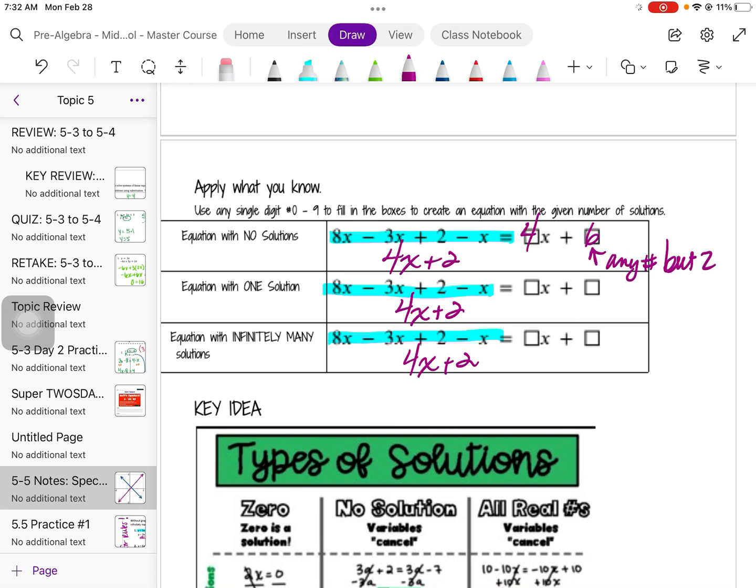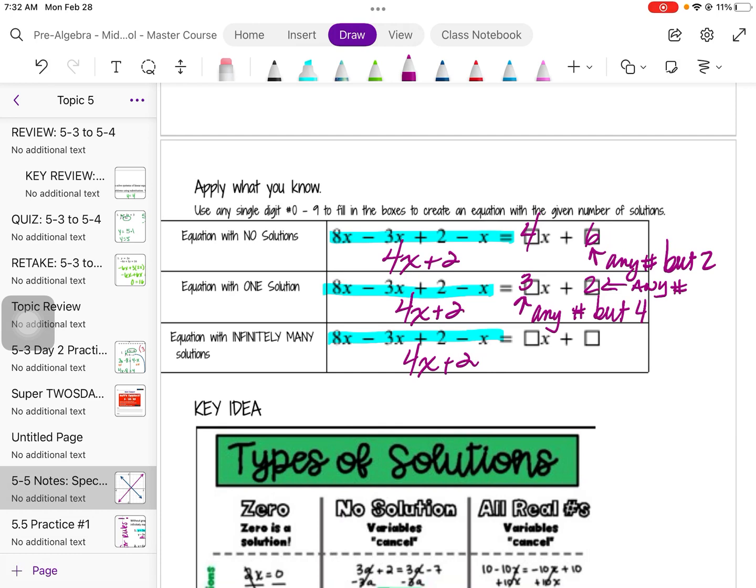And then in order to be a 1 solution, remember that the slopes have to be different. So this number just has to be any number but 4. So you can't have a 4 there, okay? So like you could have a 3 there. And then this can be any number because it doesn't matter what the y-intercept is. So it could actually be the same y-intercept, but you would have to have a different slope.